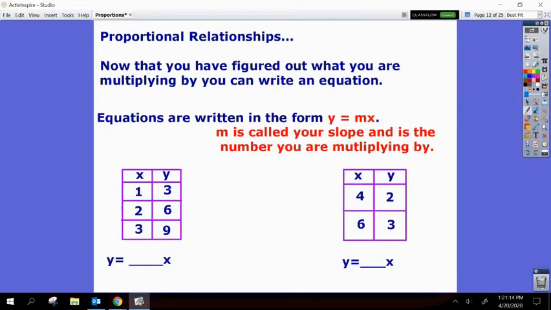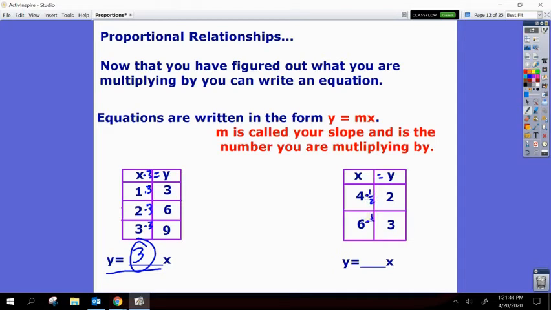Here are some more tables that show the same example. Y is equal to, well, how do I go from 1 to 3? That's times 3, multiply by 3, multiply by 3. So if you notice, if I multiply by 3, that's what equals y. Y is equal to 3 times x. So I write down here, y is equal to 3 times x. 3 is called my constant of proportionality. From here to here, we want to make them equal. To go from 4 to 2, we actually multiply by a half, or divide by 2.